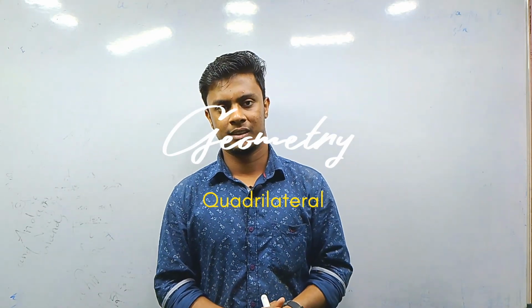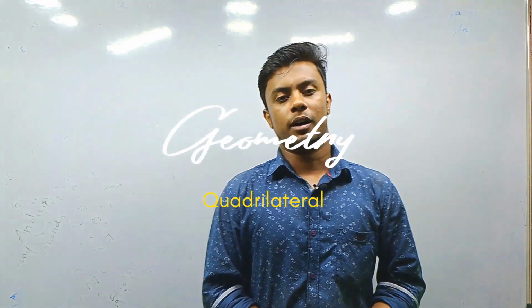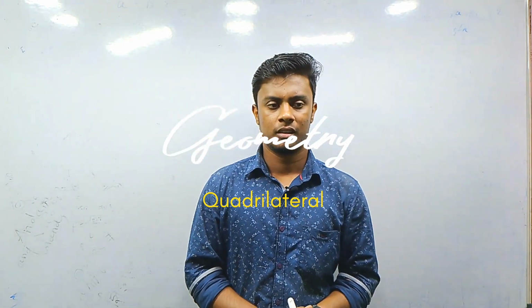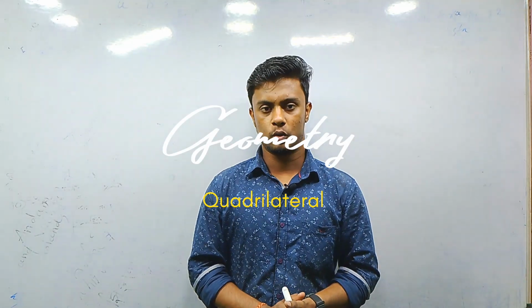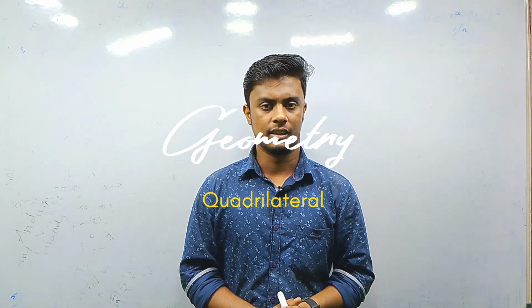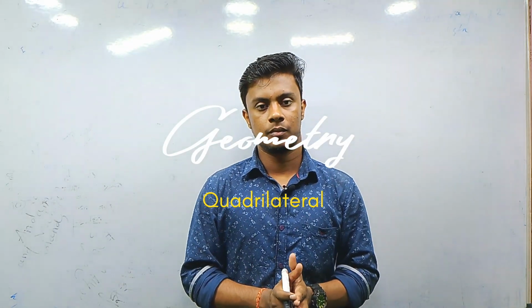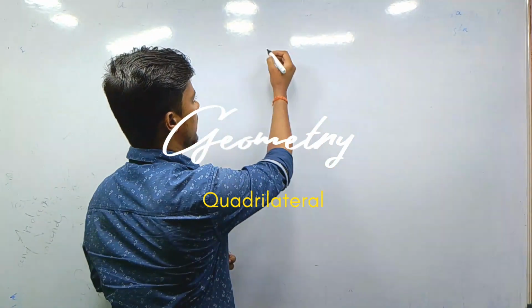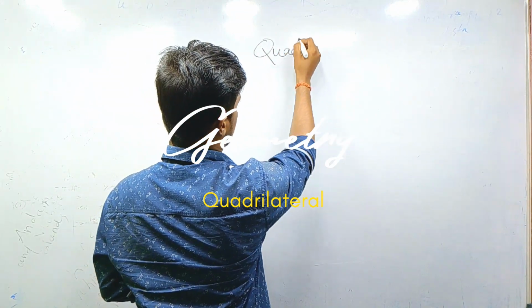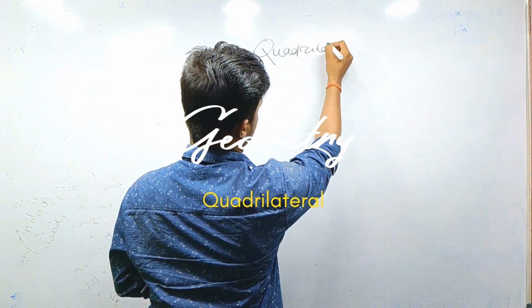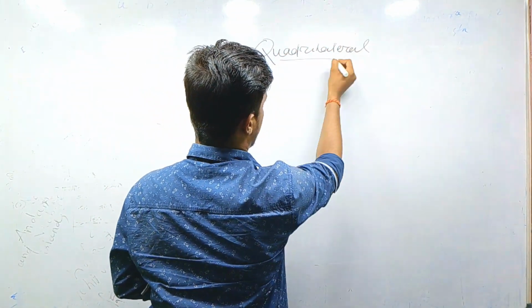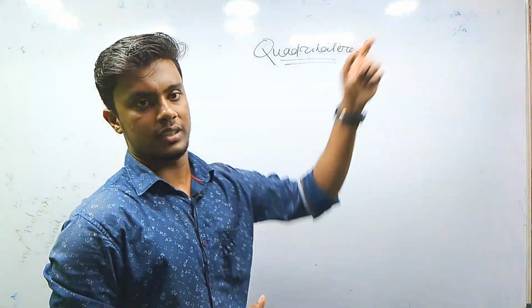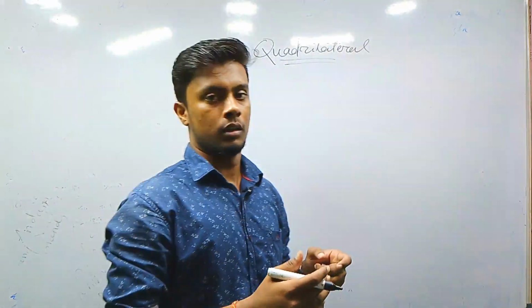Welcome to today's class. Today we will read about quadrilaterals. So basically, what do you know about quadrilaterals? Yes, a quadrilateral means a closed figure having four sides. It means a four-sided closed figure.